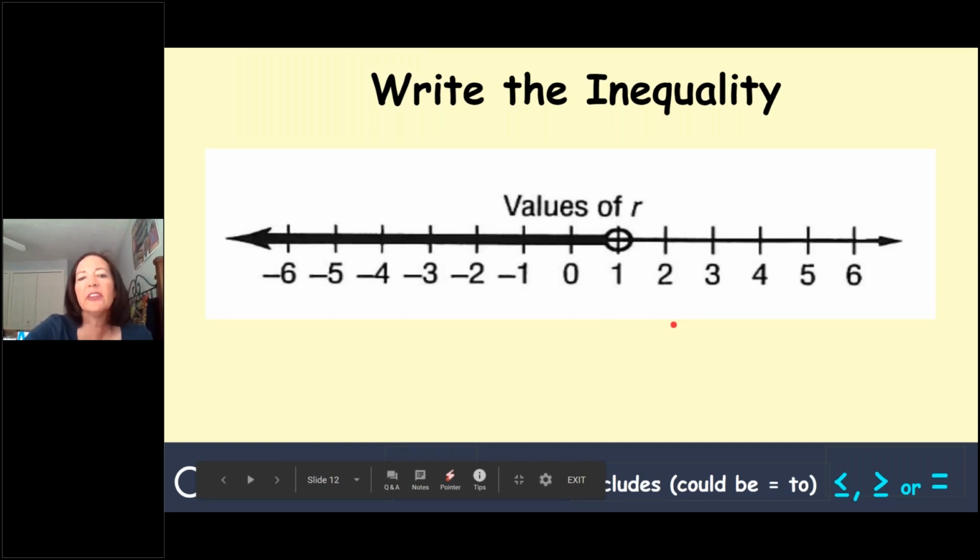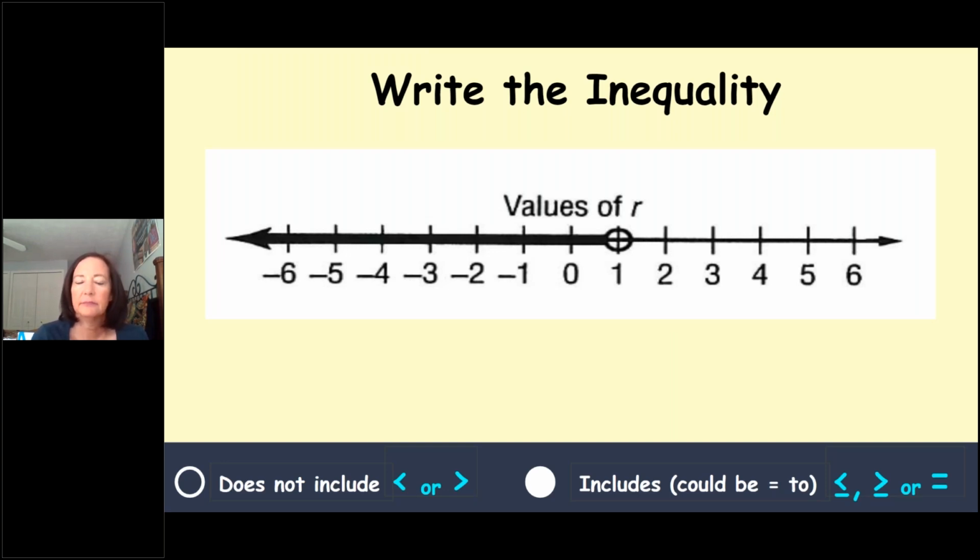Okay, Tylisha, how about this one? What's the inequality that matches this graph? R is greater than, no, R is less than or equal to -6. I'm not good at this. Okay, that's okay. That's okay.